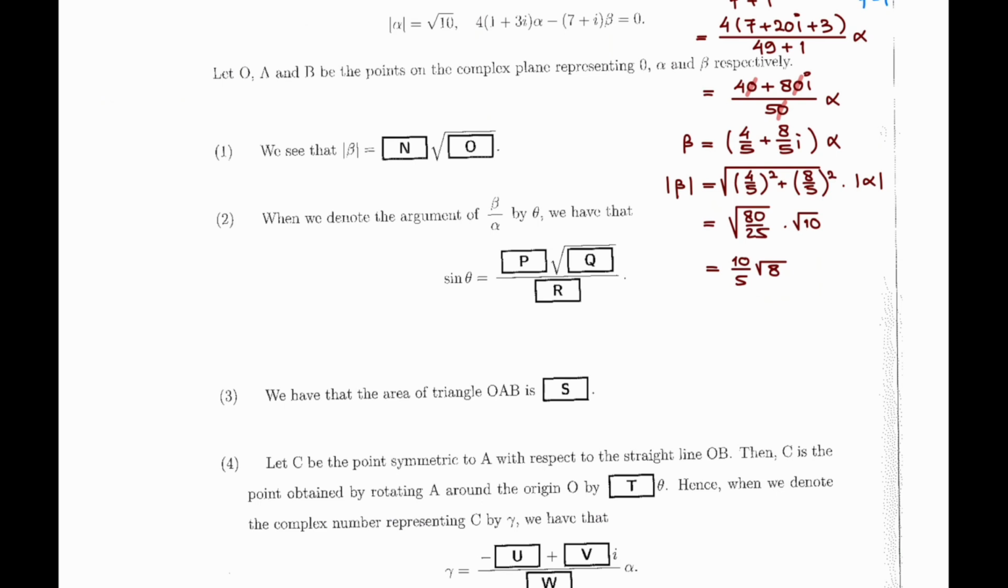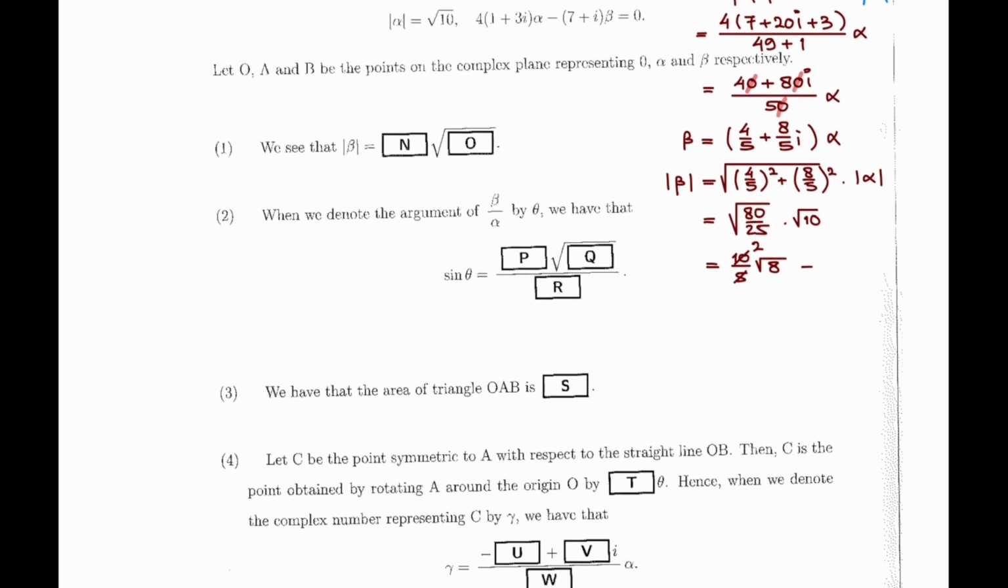And then I can cancel out 5 and 10 here, it becomes 2. And then the square root of 8 is 2 square root of 2. So my final answer for the modulus of beta is 2 times 2 square root of 2, which is 4 square root of 2. This is the modulus of beta. So N and O here are 4 and 2.